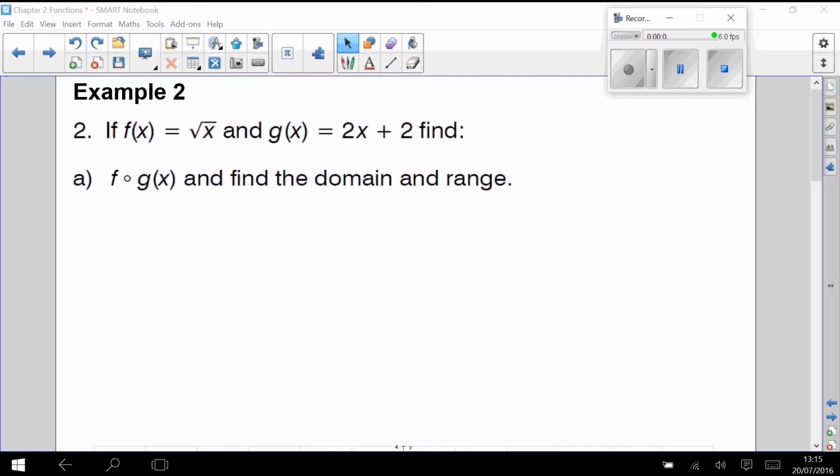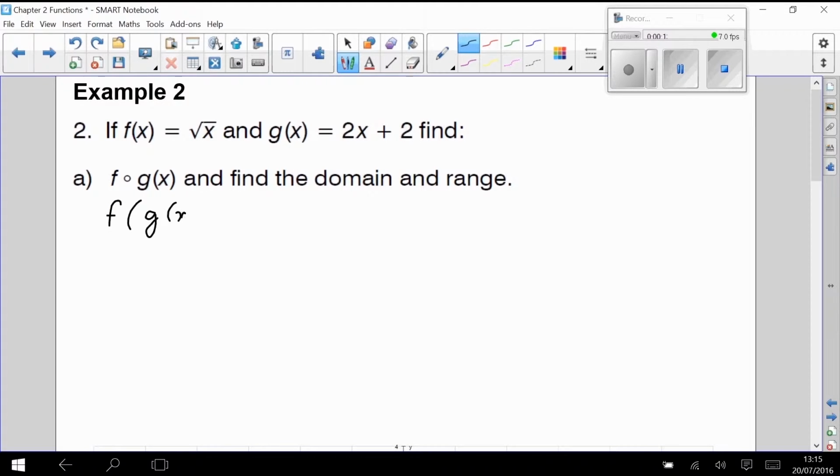First of all, what we're going to do in this example is find f of g of x. If I write f of g of x as f(g(x)), it's much easier to see what our substitution is going to be and where it must be done.